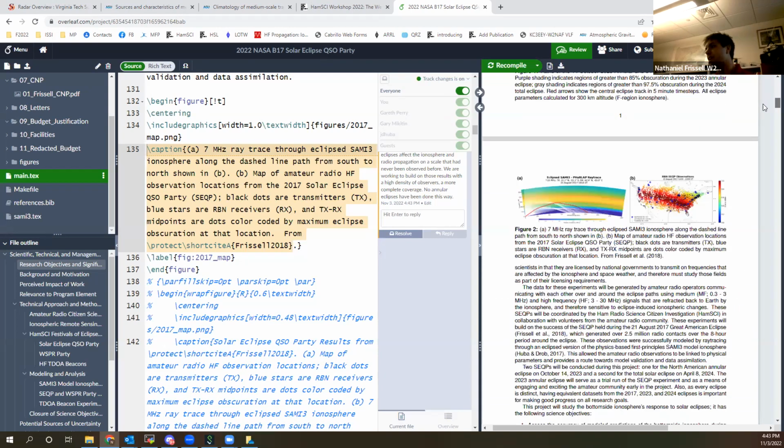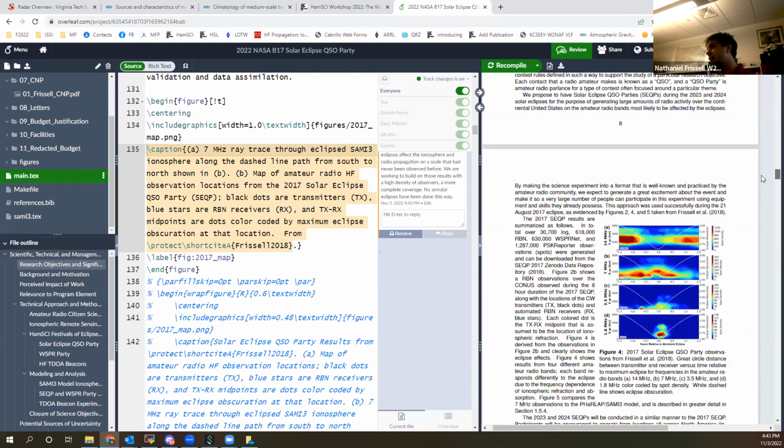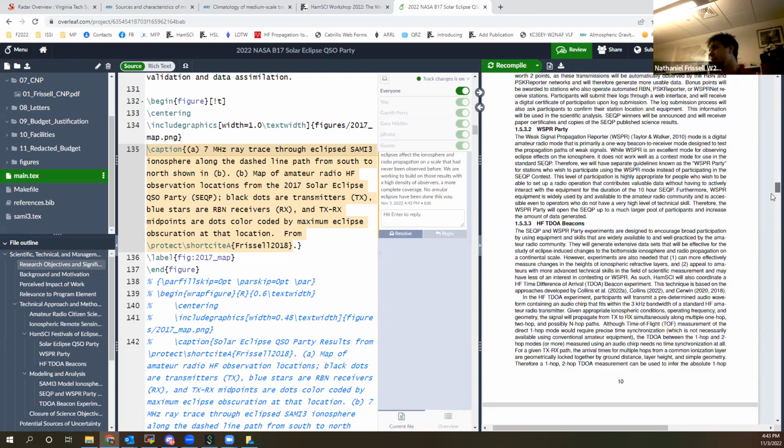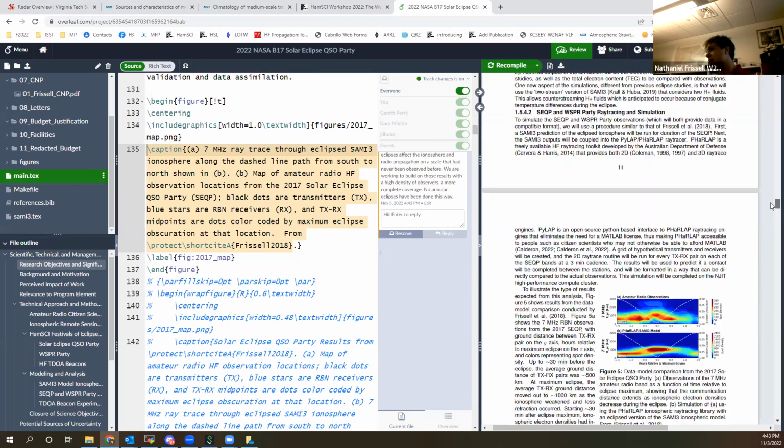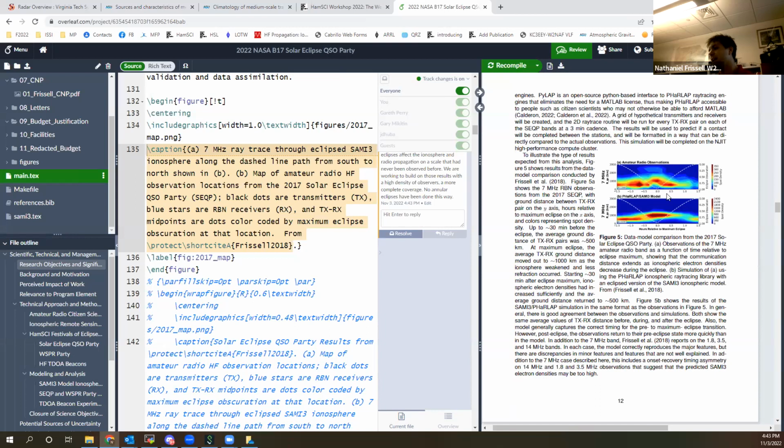I pretty much have almost all of the 2017 GRL results in here because I have that figure. I have this one, which is a good one, yeah. This one shows the results on all 4 different bands. And then I also have the figure that shows the data model comparison.